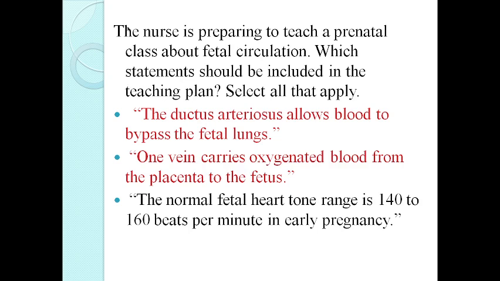In fetal circulation, we should know about the structures of fetal circulation: ductus arteriosus, one umbilical vein and two umbilical arteries, foramen ovale, ductus venosus. So the ductus arteriosus allows blood to bypass the fetal lungs for minimal tissue maintenance. One umbilical vein carries the oxygenated blood from the placenta to the fetus, and two umbilical arteries carry the deoxygenated blood from the fetus to the placenta. So it is very important.